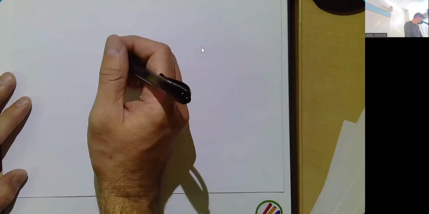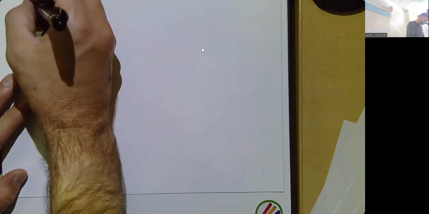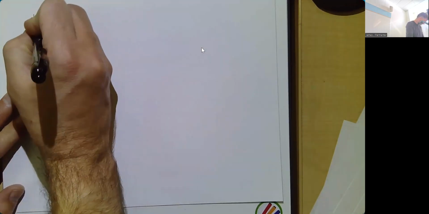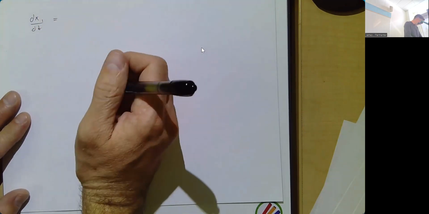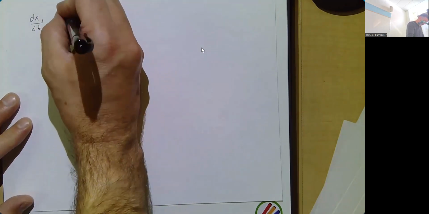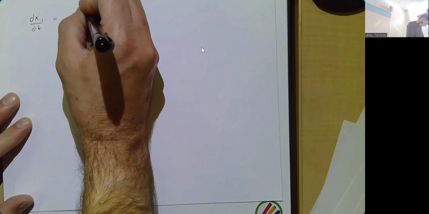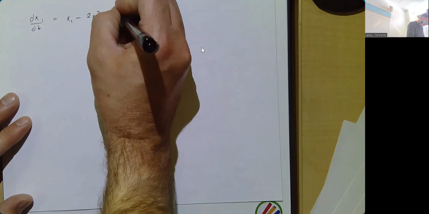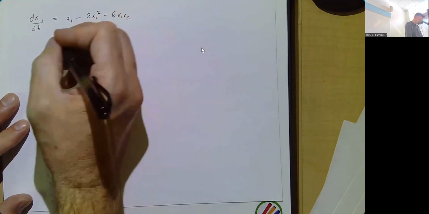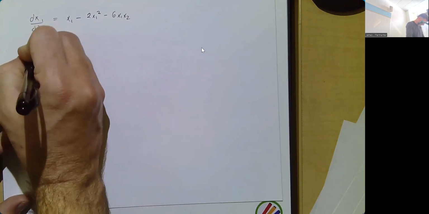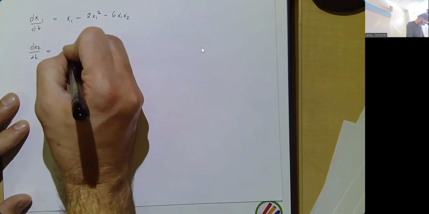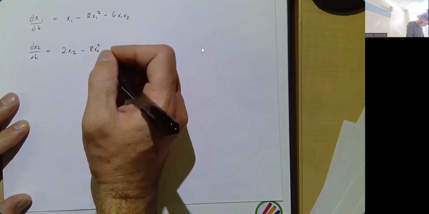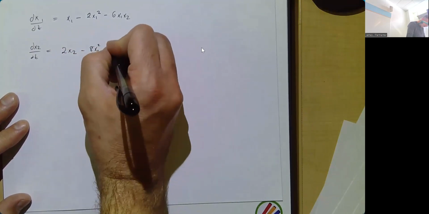669. Okay. So let's say we've got the following. dx1/dt is equal to x1 minus 2x1 squared minus 6x1x2. That seems terrible. And dx2/dt is equal to 2x2 minus 8x2 squared, which just looks stupid, and then minus 2x1x2.